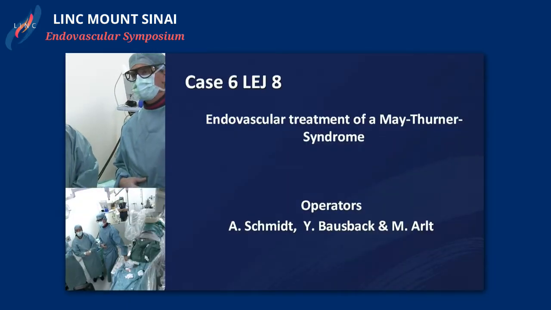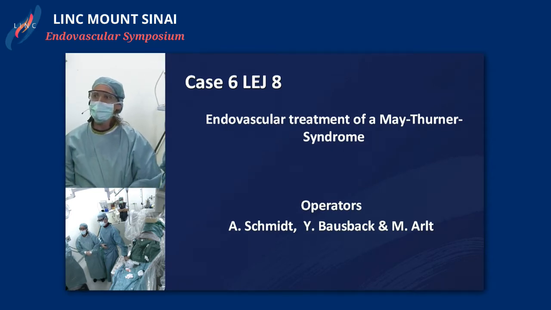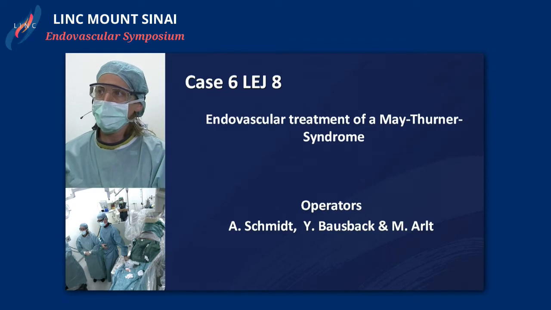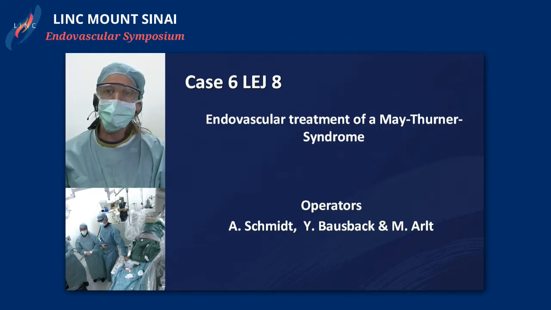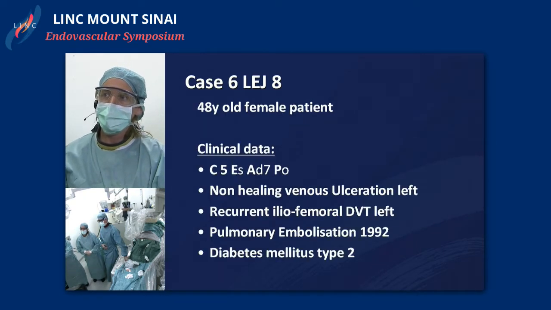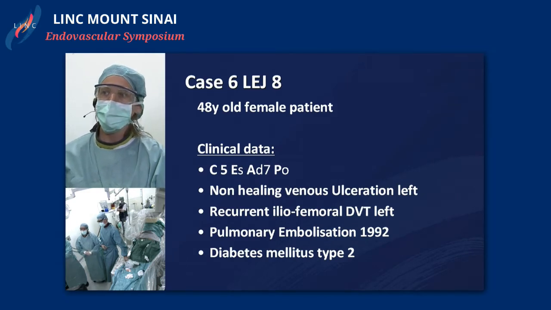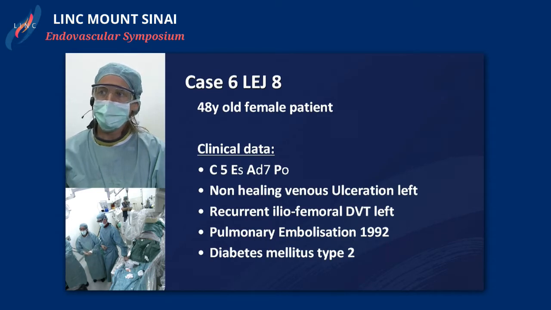Hello. We have a 48-year-old female patient, and would like to show you the endovascular treatment of this May-Turner syndrome. It's a post-thrombotic syndrome. The patient is suffering from venous insufficiency C5 with a non-healing venous ulceration on the left calf. She has had recurrent iliofemoral DVTs on the left, the first one 20 years ago during her first pregnancy, then followed by a pulmonary embolism in 92, also diabetes mellitus type 2.